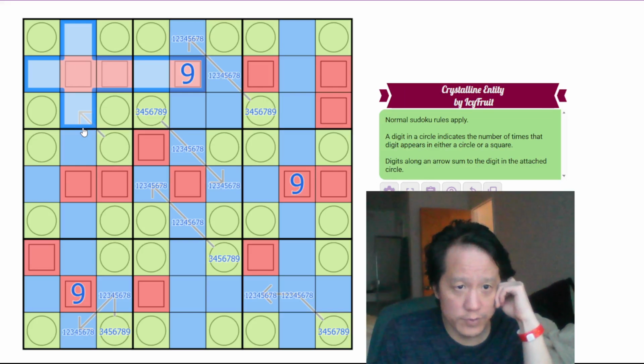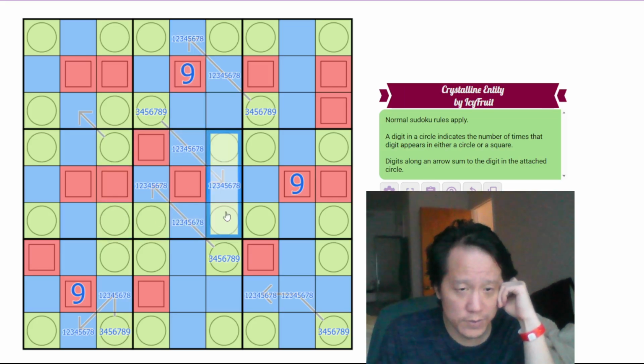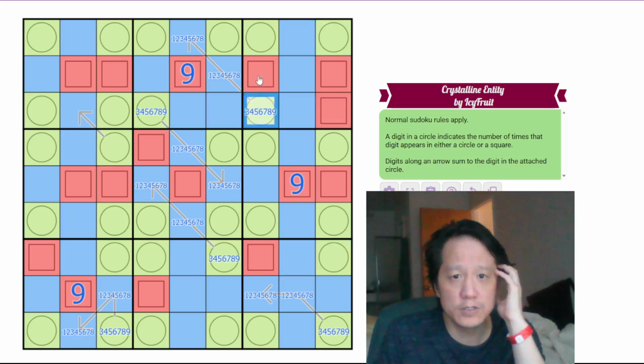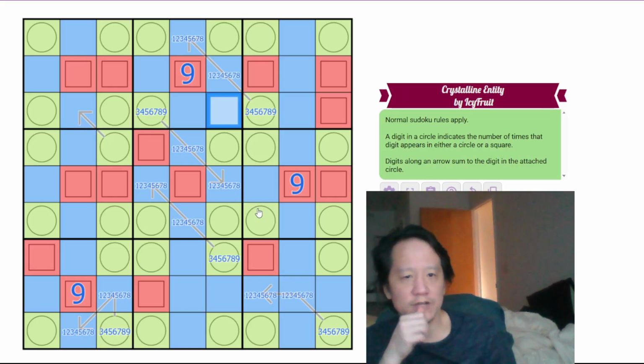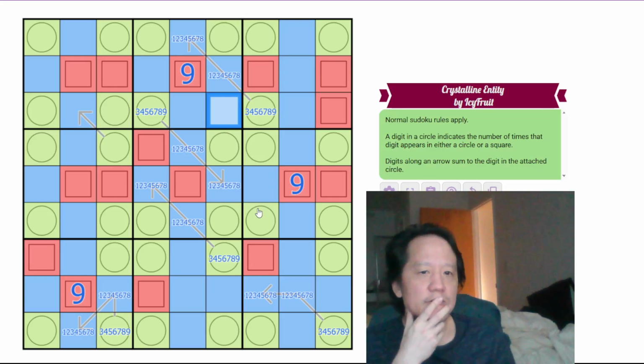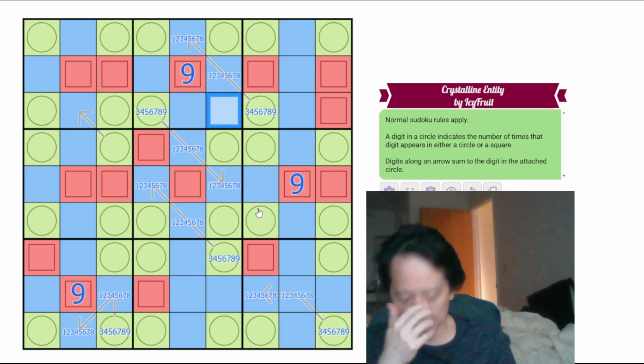Nine would be in one of these circles. Nine could be in the square or circles. It could be in any of these circles, any of the squares or circles. And we don't have any other restrictions. That's interesting. Say 8 and 9 are in circles.